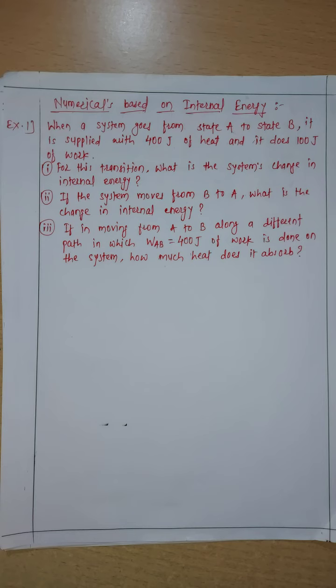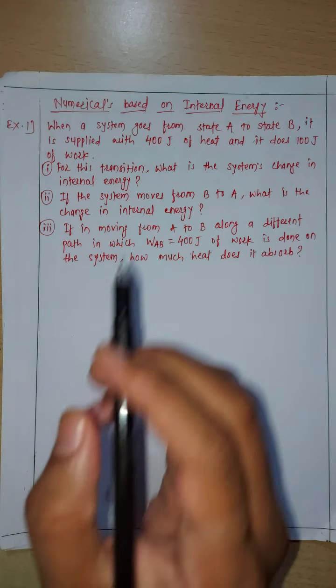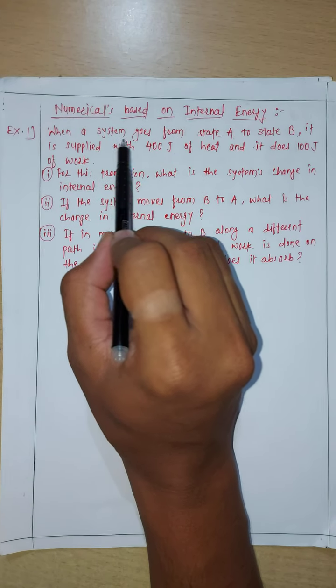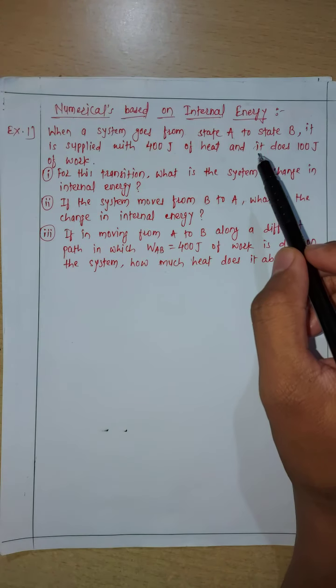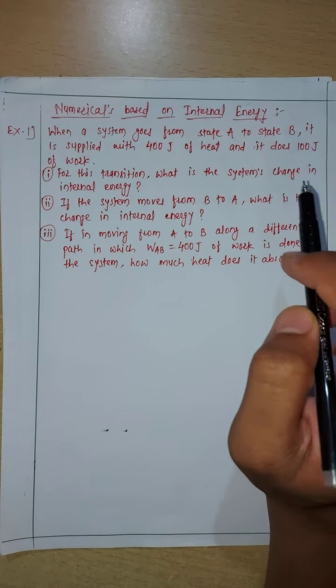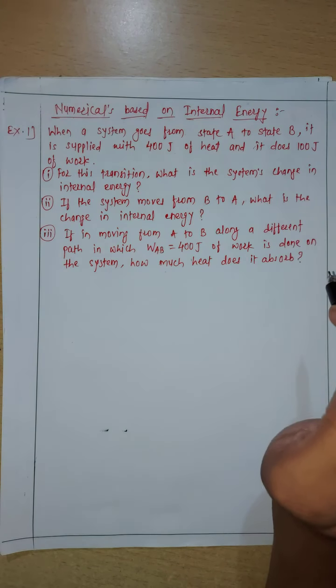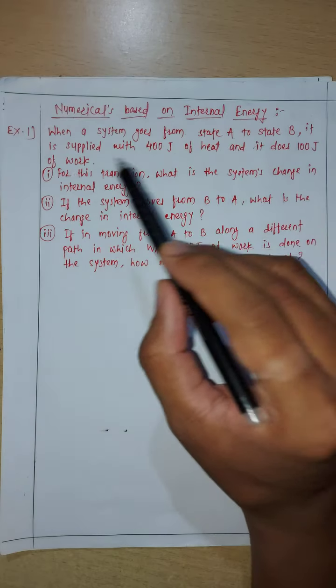Now in this lecture we are going to sort out some numericals based on internal energy. As you see, the first example is in front of you. When a system goes from state A to state B, it is supplied with 400 joule of heat and it does 100 joule of work.